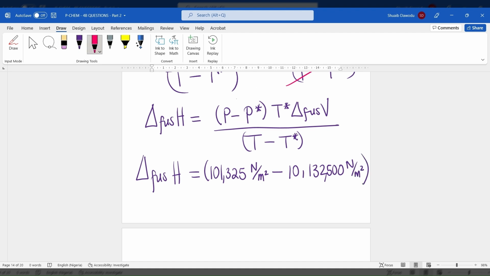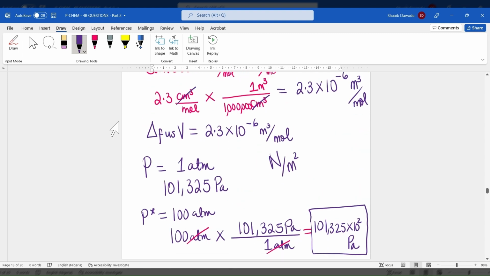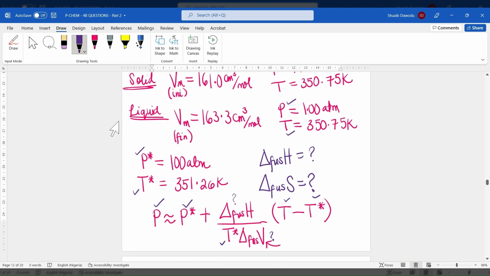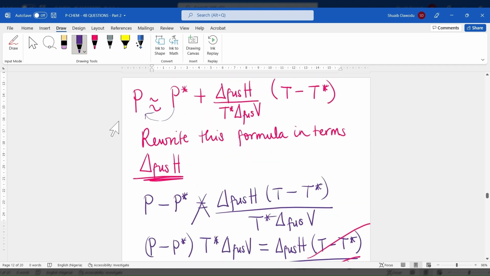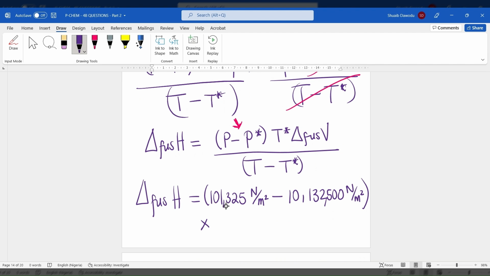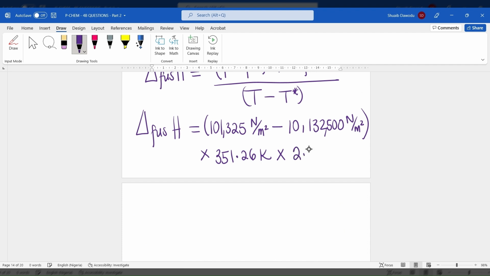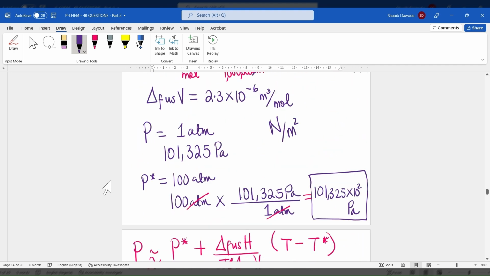You guys, this is just this part of our work. This is only what we've done so far. Times T star, which is just 351.26, minus T star, 351 Kelvin, and then multiplied by the change in molar volume of fusion, which is 2.3 times 10 to the power of negative 6 meter cube per mole. All of this divided by T minus T star.